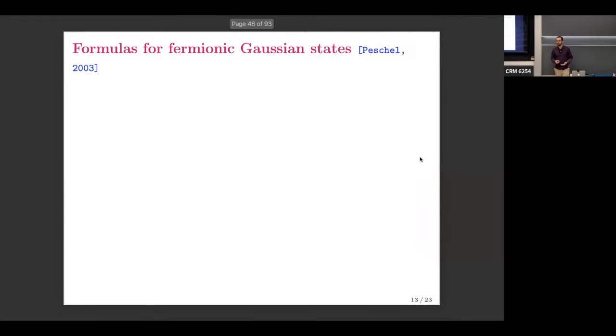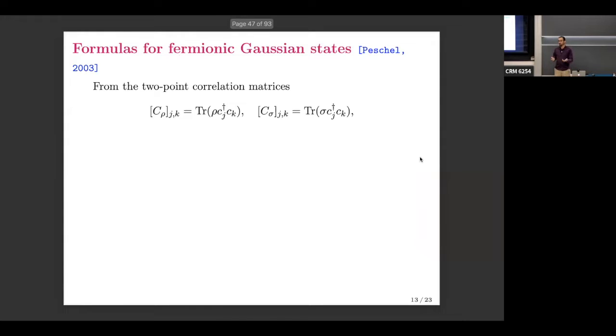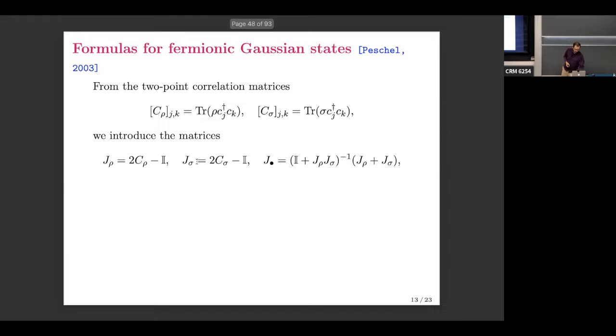And to do that, the answer, as you can probably guess, is that we can do it at least for free fermions, which is the usual answer, by using this connection between the correlation matrix and the density matrices for free fermions and Gaussian states. So first introduce the correlation matrices, which are the 2-point correlation matrices associated to rho and sigma, and then define these matrices. So here, J rho and J sigma are just trivial, convenient objects.